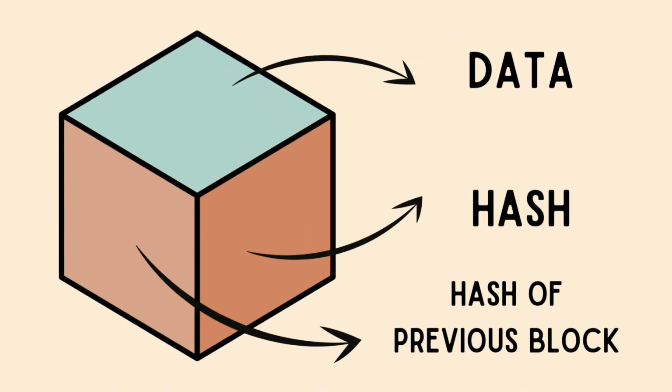Now here's a simple diagram. In this diagram, if you observe, it's basically a block, with text I've put in. There's data, hash, and hash of the previous block. Don't worry, I'll be explaining what it is.